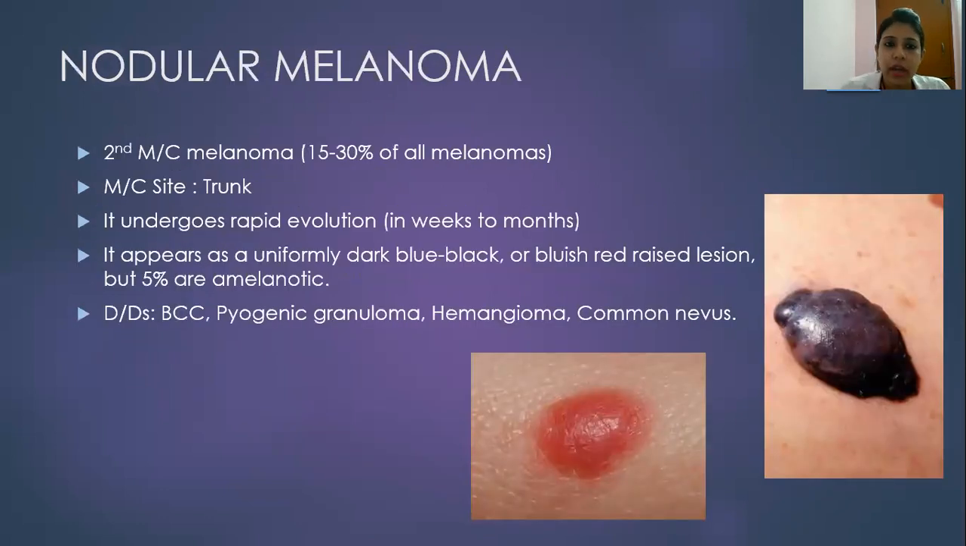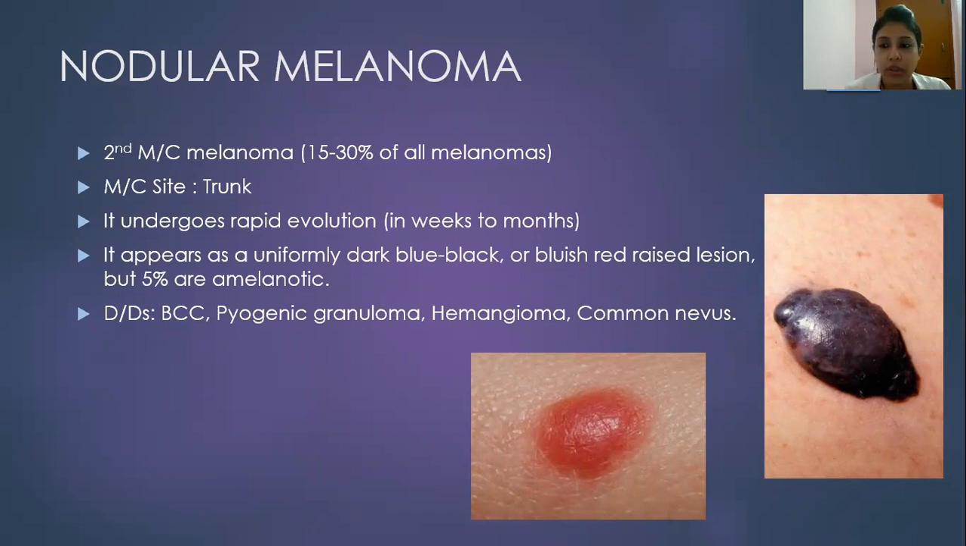Next type is nodular melanoma. The second most common type of melanoma is the nodular type, which constitutes 15-30% of all melanomas. It's most commonly seen on the trunk. It undergoes rapid evolution, in weeks to months, and appears as a uniformly dark blue-black or bluish-red raised lesion. But 5% are amelanotic.